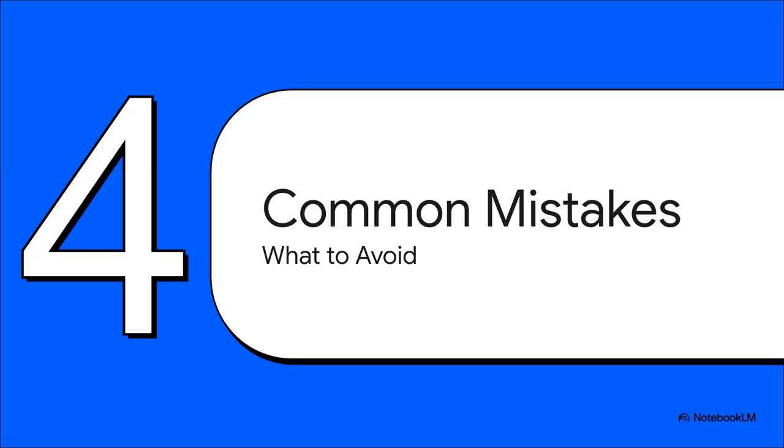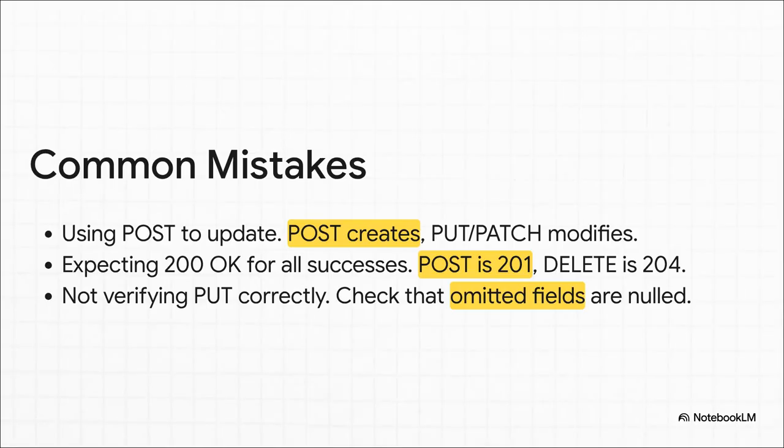Mastering these methods isn't just about knowing what to do, it's about knowing what not to do. So let's cover a few of the classic rookie mistakes that almost everybody makes starting out. The biggest one by far is trying to use post to update data. Just remember, post creates. If you send a post twice, you're going to get 2 different items. Put and patch are for updating.